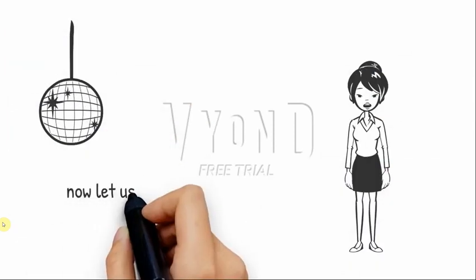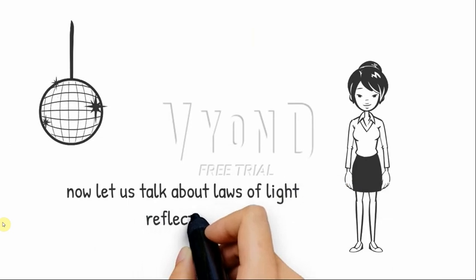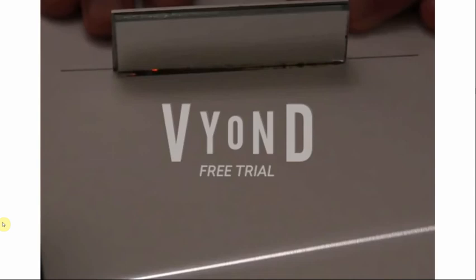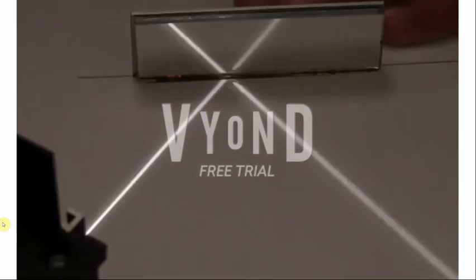Now, let us talk about the laws of light reflection. Let us see the steps of an experiment that will allow us to follow the path of light. Step number 1, draw a line and place your plane mirror on this line, as you see in the picture. Step number 2, direct a light ray from a laser pen or something toward the mirror.